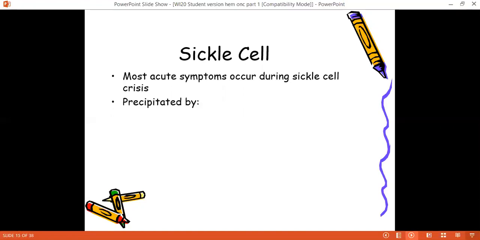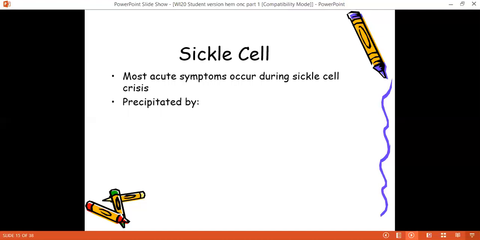Most acute symptoms occur during sickle cell crisis. A sickle cell crisis can be precipitated by a few different things. It could be precipitated by an infection or fever, which increases the need for oxygen. It could be precipitated by dehydration, which also leads to increased viscosity.